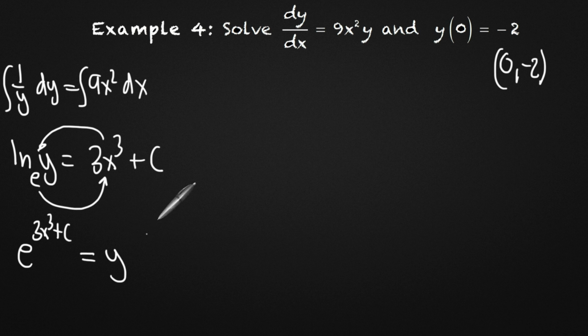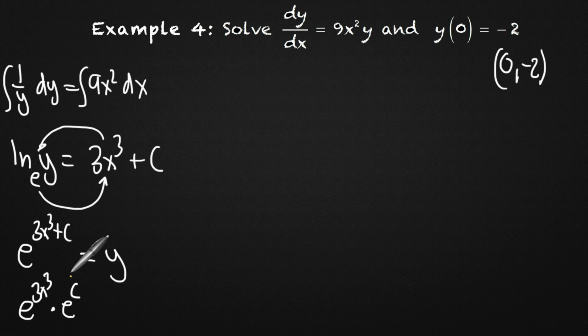I'm going to rewrite this. I'm going to do something a little nifty. I'm going to separate this and make it e to the 3x cubed times e to the c. And the reason why I'm allowed to do that is because the laws of exponents teach that if you have a like base, then the exponents are added when you multiply. So if I see exponents that are already added, I can go backwards and write these as like bases that are multiplied. Now, how does that help me?